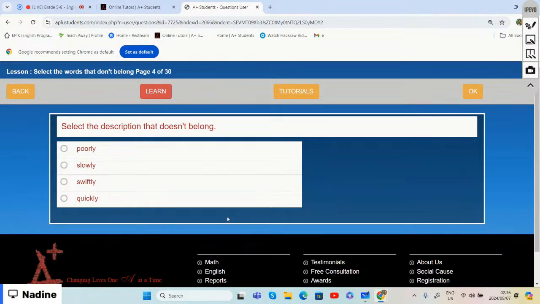Well done. All right, the next one says poorly, slowly, swiftly, quickly. Which one doesn't belong? We have poorly, slowly, swiftly, and quickly. We need to identify the word that does not belong. It is not related to the words.